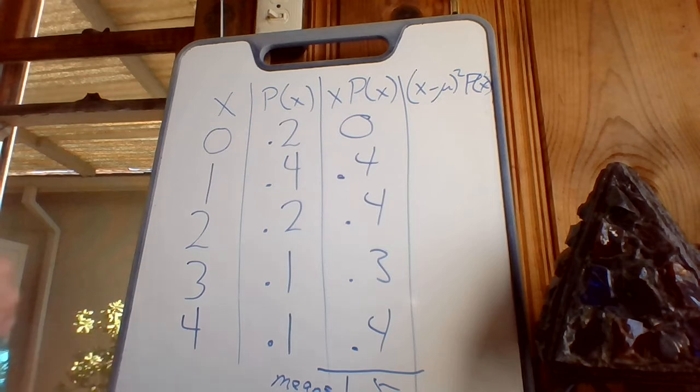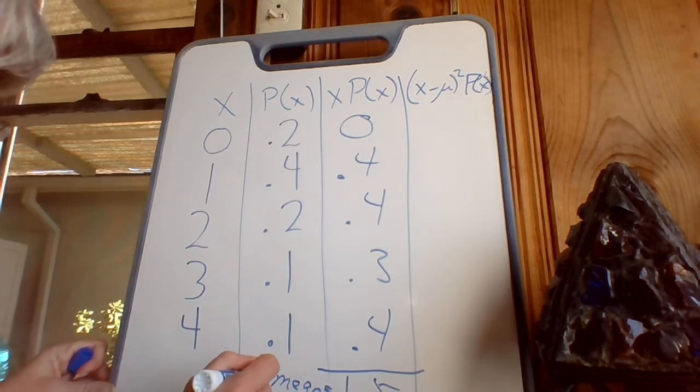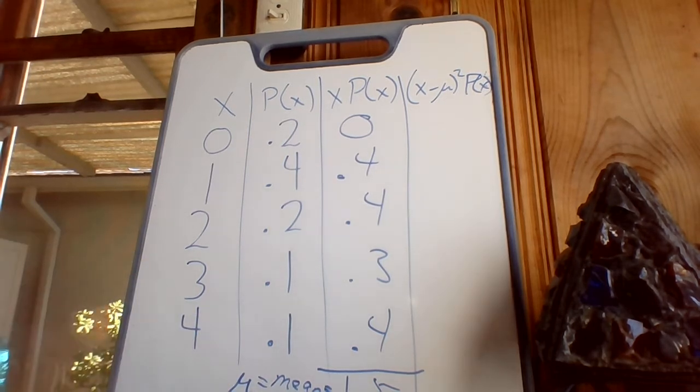I just wrote mean, but there's this little U-like looking thing. That's the Greek letter mu, and so it's really an M, but it looks more like a U. It stands for the mean, the same thing as x bar stands for the mean.